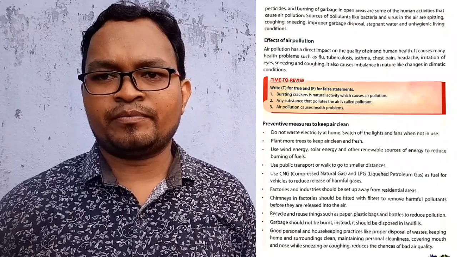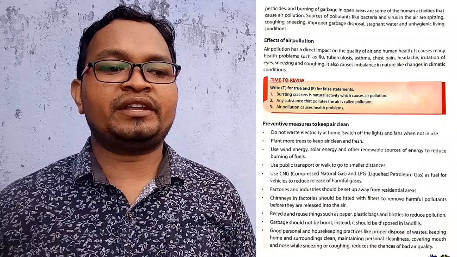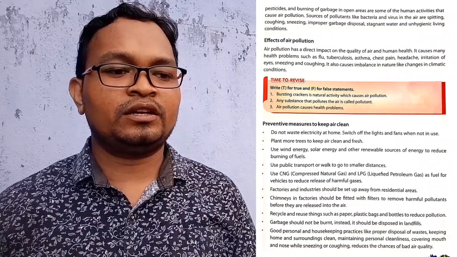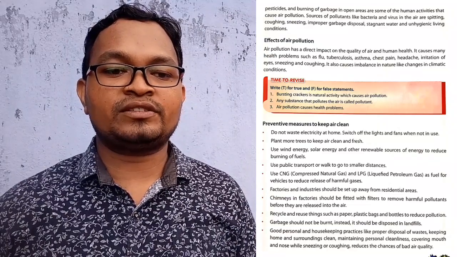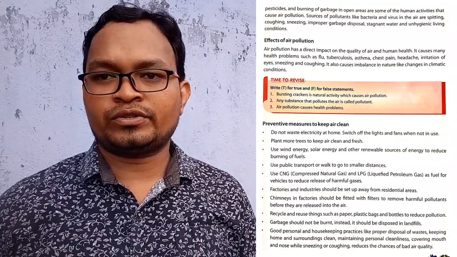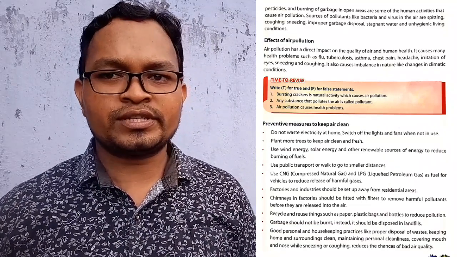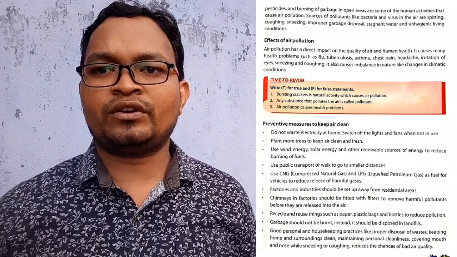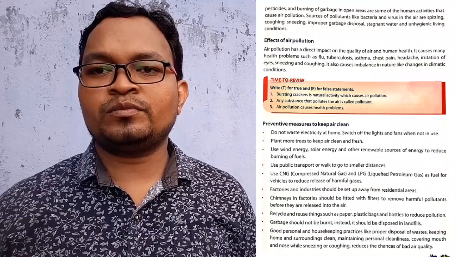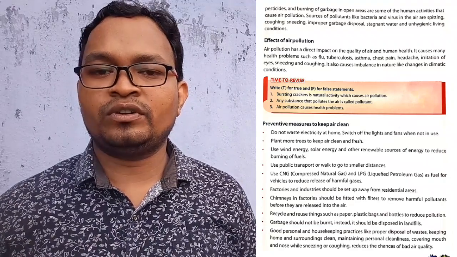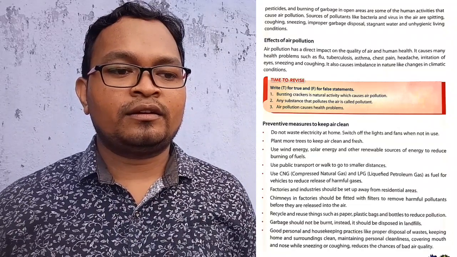Now how can we prevent air pollution? The book says the preventive measures to keep air clean. Do not waste electricity at home. Switch off the lights and fans when not in use. So children, I want to ask you, do you put off the fan when you don't use it, or do you just leave the room with the fan on and go out? Don't do it. When you are out of the room, just put off the fan and light when you leave the room. Plant more trees to keep air clean and fresh.